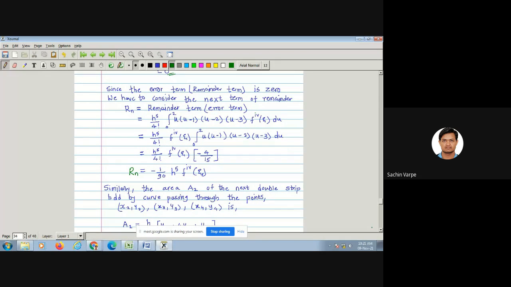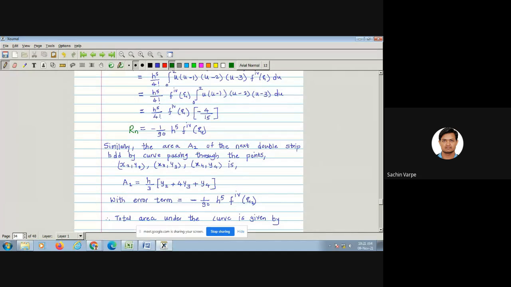Similarly, in a similar manner, we can have the area A2 of the next double strip bounded by the curve passing through the points x2, y2, x3, y3, and x4, y4. So I'm directly writing the area A2 is equal to h by 3 into (y2 plus 4y3 plus y4), with the error term minus 1 by 90 h raised to 5 times the fourth derivative of f at zeta 2. This is at zeta 1 for area 1.